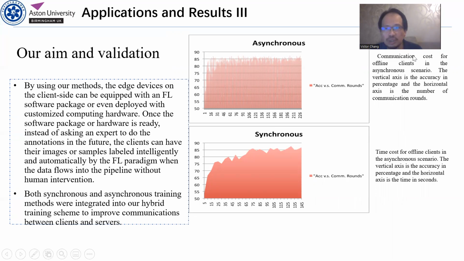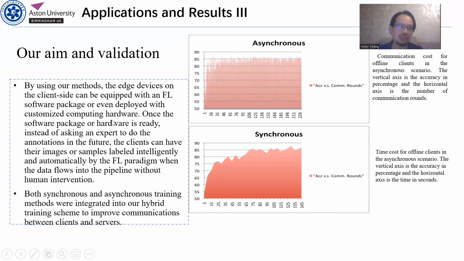So, the communication cost for offline clients in the asynchronous scenario: the vertical axis is the accuracy percentage, and the horizontal axis is the number of communication rounds. The time cost for the offline clients in the synchronous scenario has a similar meaning: percentage of accuracy and time unit.